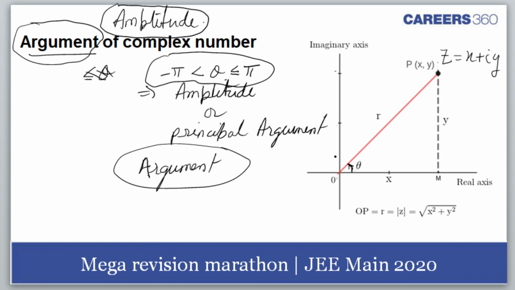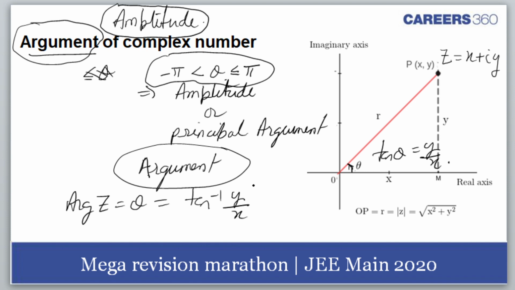Tan inverse of y by x, absolutely right. So tan theta is y by x, right? So the argument of z is theta only, that is tan inverse y by x. But that is the principal argument or the amplitude only when the complex number is represented in the first quadrant. Then only is it defined like this. Otherwise it is not defined like this.